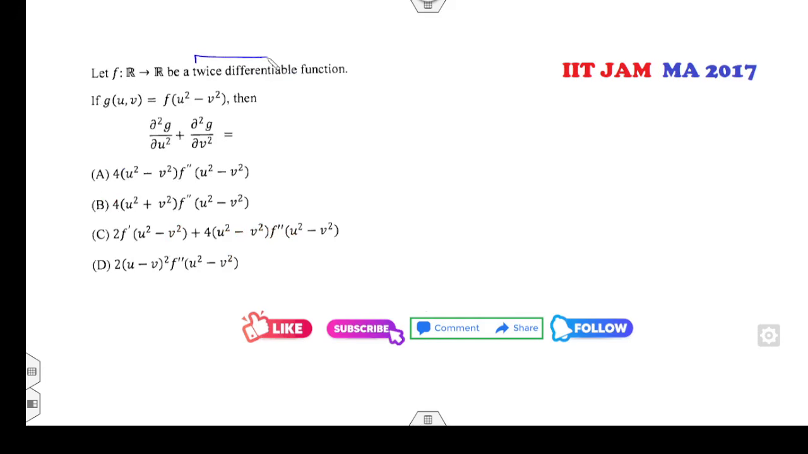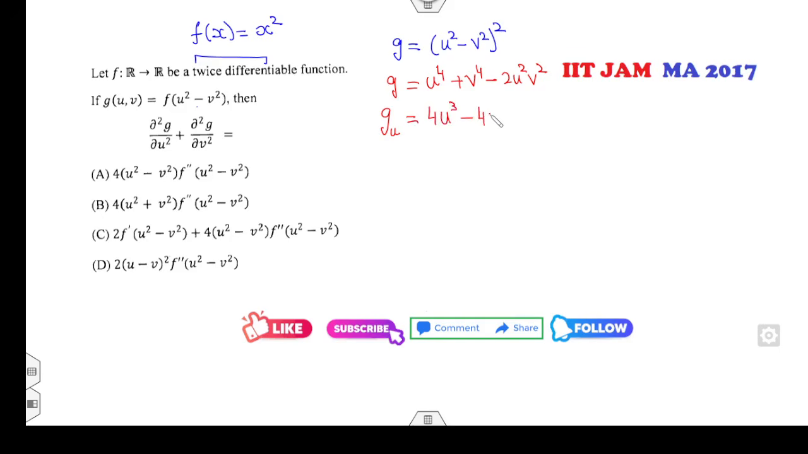Okay, f is a twice differentiable function. So I take f as x square. Then your function g becomes u square minus v square, whole square. Fine. So u^4 plus v^4 minus 2u square v square. Then you have to differentiate it twice. First derivative: g with respect to u is 4u cube minus 4u v square, and the second is 12u square minus 4v square.